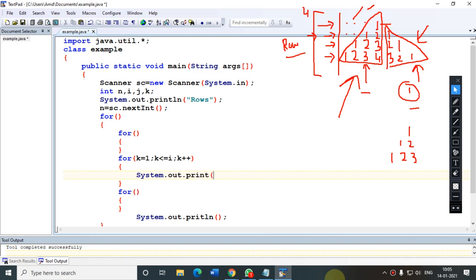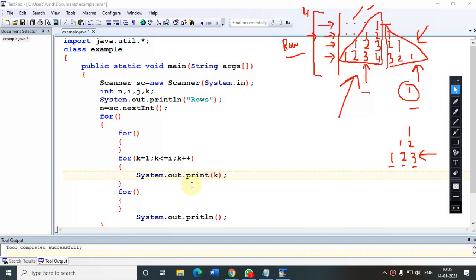After that, what will you print? The value of k. Why k? Because the values are changing. See, 1, 2, 3. If you print the i value or something else, it will repeat 3 times or 1 time. But here we want the natural numbers. So whose value is coming as natural numbers? That is the value of k.